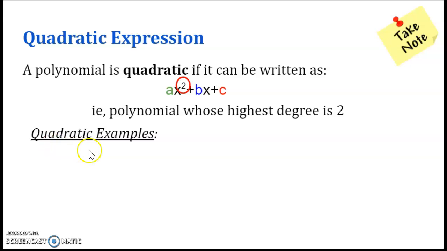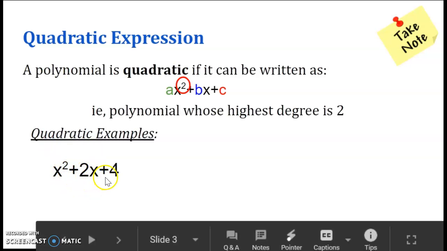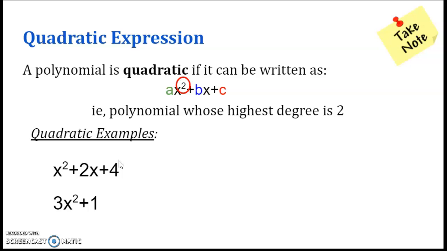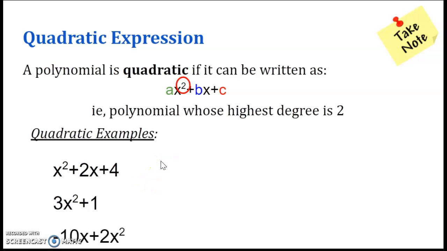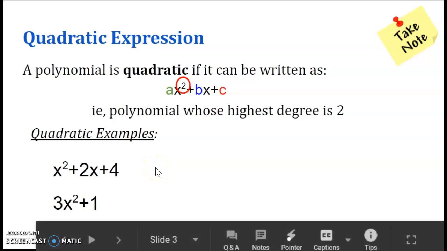So quadratic example, x squared plus 2x plus 4, the highest exponent is 2, so this is a quadratic. 3x squared plus 1, the highest exponent is 2 again on the variable x, so this is a quadratic. And then last one, negative 10x plus 2x squared. Okay, this is not written in the standard form. That is the reason we always like to write polynomials in the standard form by putting the 2x squared first, followed by negative 10x. Then it's really clear: is the highest degree 2 or is it 1? So in this case, negative 10x plus 2x squared is a quadratic example.